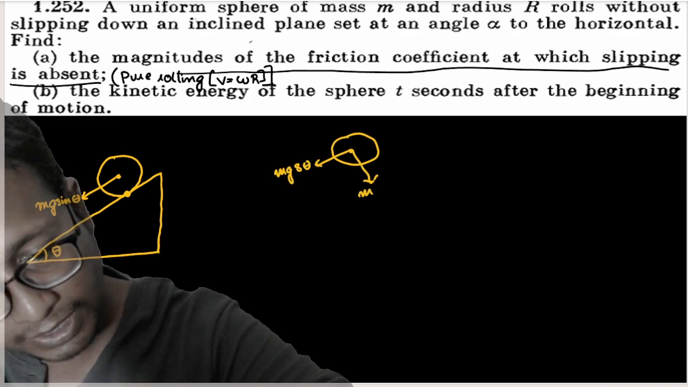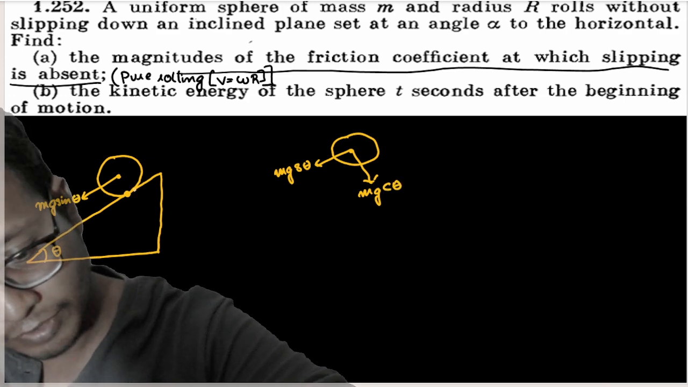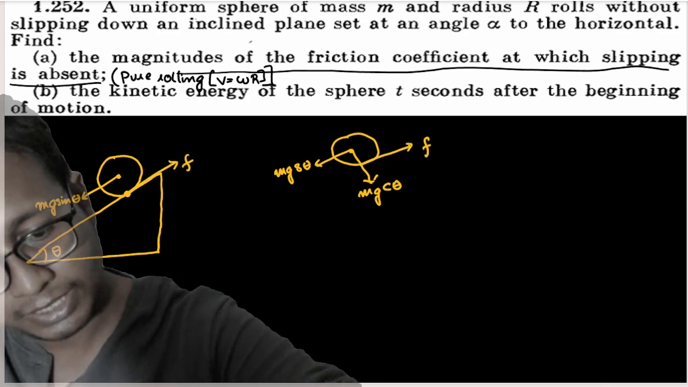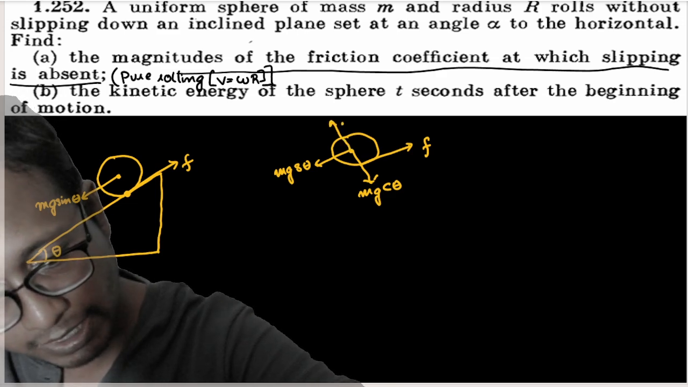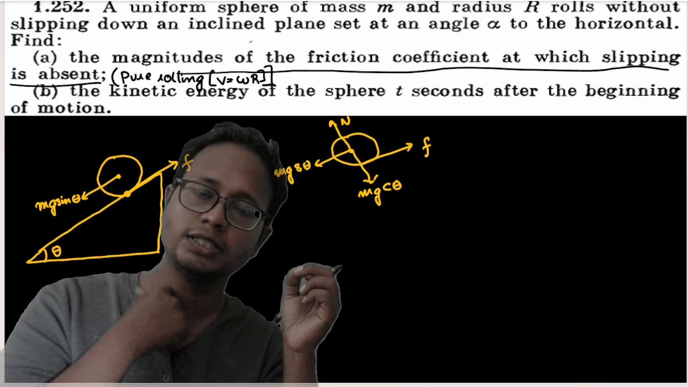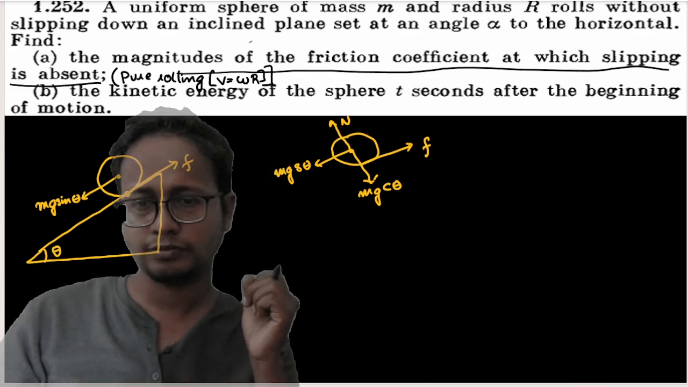This out here is mg cos theta. Friction force will act in this direction. Normal reaction force will act in this direction. Okay, are there any other forces? Don't think so. Okay.